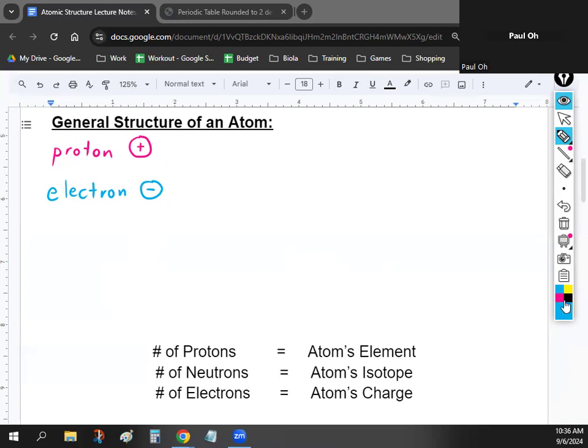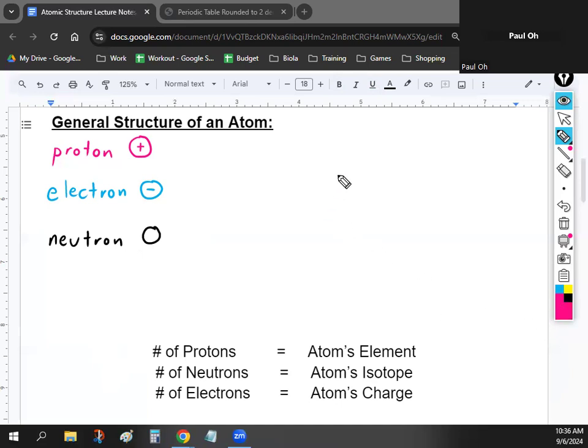So let's go over the last component before we draw a picture of a general atom. The last component is called a neutron. And this is something that has no charge. So you can just draw a circle with nothing inside of it. So you've got a positive proton, a negative electron, and a neutron, which has no charge or is neutral. And these three components exist in an atom. So let's talk about where they're located.